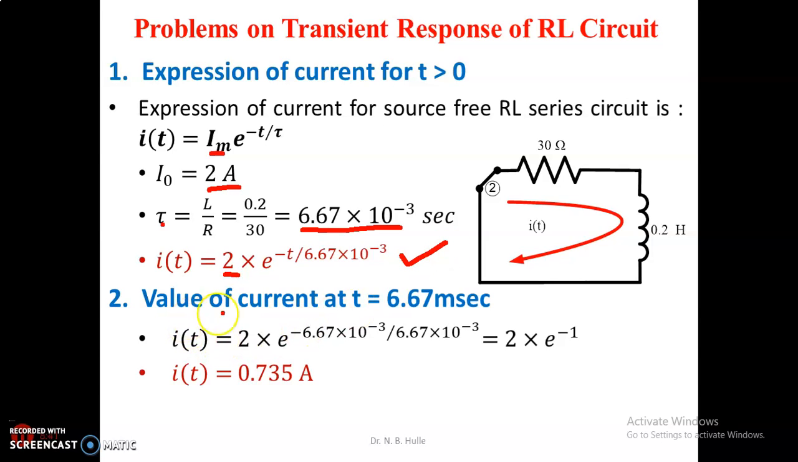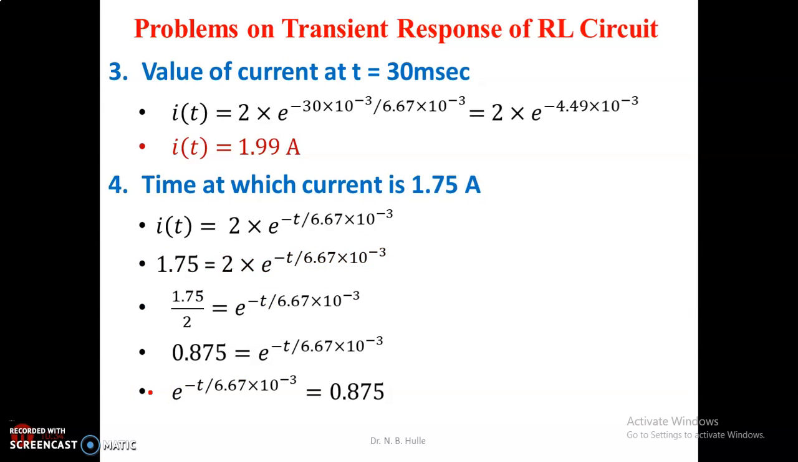Now the second point: we are interested in the calculation of the current at t equal to 6.67 milliseconds. We substitute this value of t as 6.67 millisecond, and we get 2 into e raised to the power of minus 6.67 into 10 raised to the power of minus 3 divided by 6.67 into 10 raised to the power of minus 3, which is 2 into e raised to the power of minus 1. If we find this value, it will be 0.735 amperes.